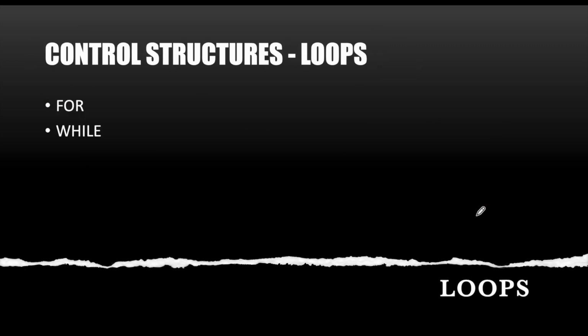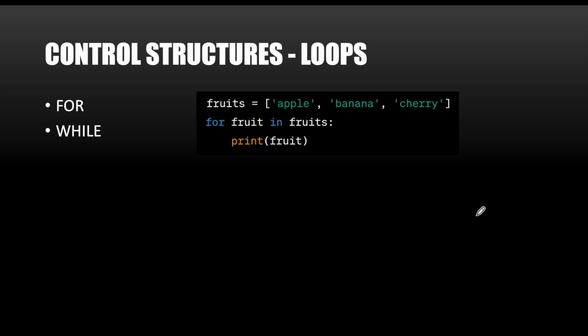Now we would see loops. We have two kinds of loops, the for loop and the while loop. So let's see for. What is happening here is I created a list called fruits, and then for all the fruit, I iterate through all the fruit which are there in the fruits, and I print each of those fruit. Okay, so that's what a for loop is, wherein you loop through a list of items and get some activity done on those list of items.